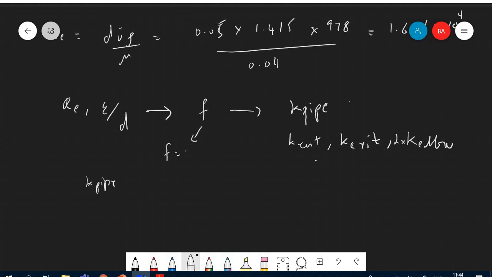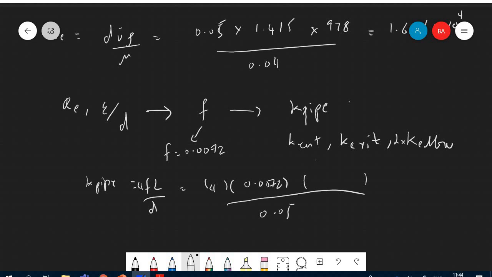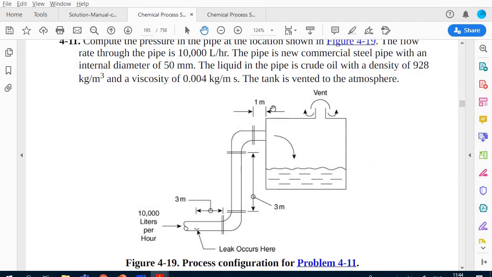So looking at the K pipe at the beginning, for the K pipe, we found out that the F is equal to 0.0072 from the figure. So K pipe is equal to 4FL over D, and that is equal to 4 into 0.072 into L. Well, what's L here, right? What's L? Let me write the D.